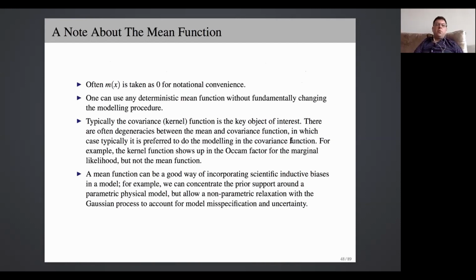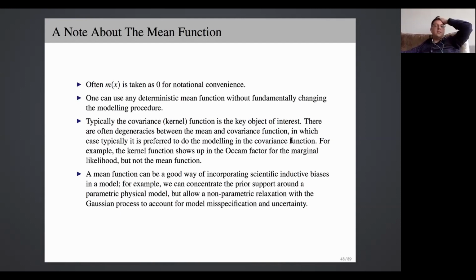I'd like to make a brief aside at this point about the mean function of a Gaussian process. So in this talk so far, we've taken the mean function to be 0 for notational convenience. And this is also the case in many texts about Gaussian processes. It really is just for convenience. One can use any deterministic mean function without really changing the modeling procedure. In fact, it's quite standard to subtract off an empirical mean and then just use a 0 mean GP and then add it back on when you make predictions.